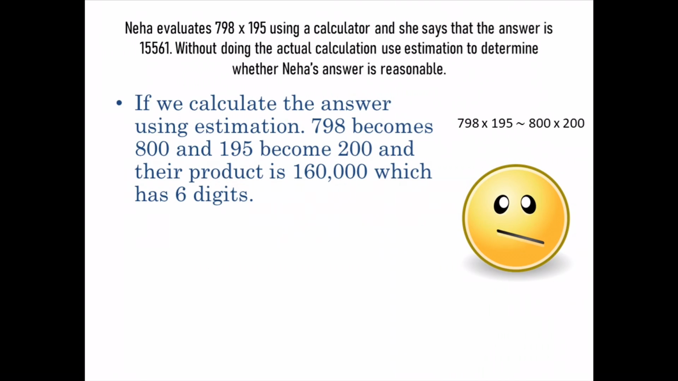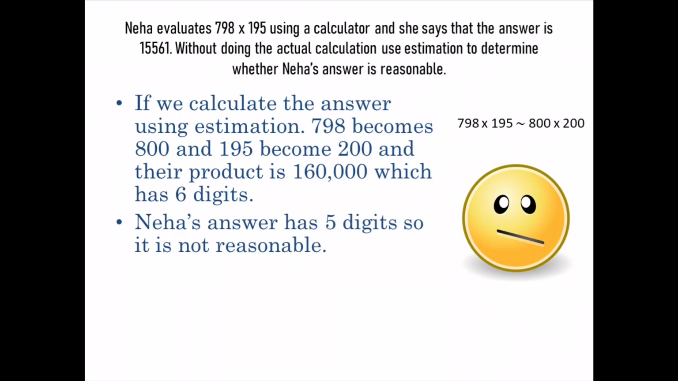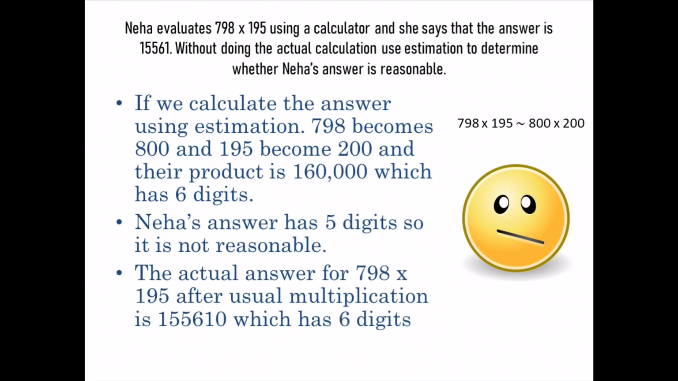Actually, when Neha calculated the answer with the calculator, she had 155610 on the screen of the calculator. But she thought that the last digit, which is 0, is not significant and she can easily drop it. But she cannot drop it. Her answer should have 6 digits. So her answer is not reasonable. When she has done the calculation with the calculator, she should give her answer as 155610, as 155610 is the original answer, which has 6 digits.